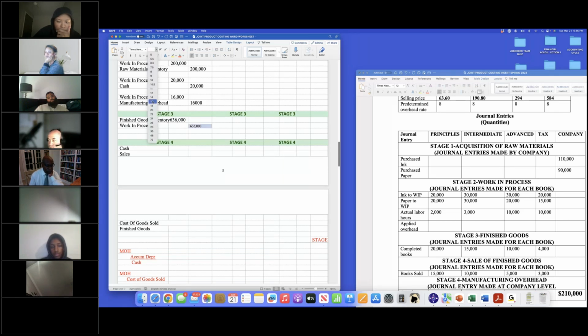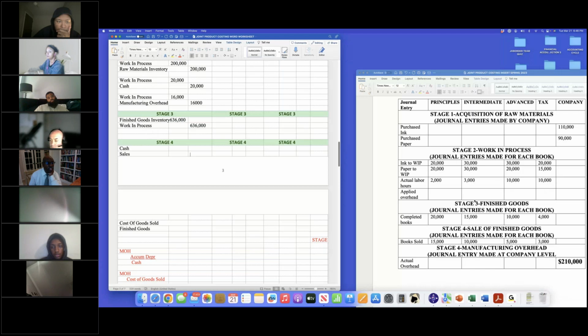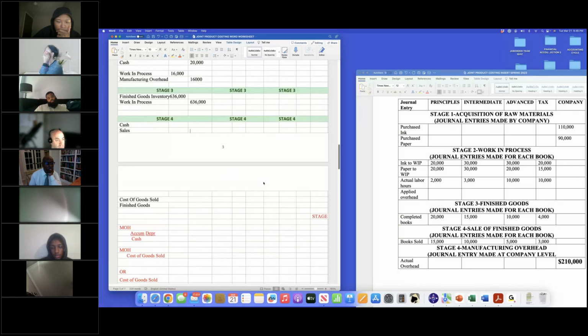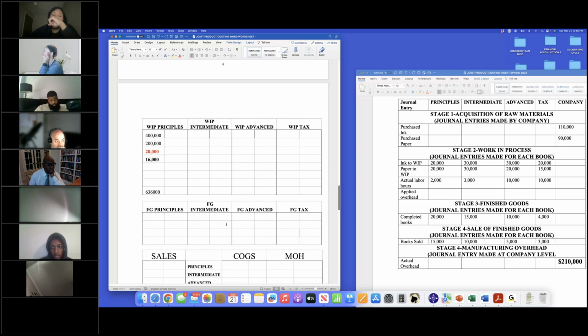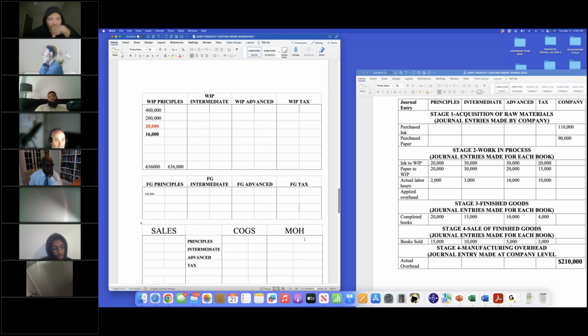So everybody should be doing that. And then let's see if we can post that 636. When we post that, we're going to credit 636 and debit finished goods principal 636. And for that manufacturing overhead that we estimated, we're going to put 16,000 here. I've got the principal's book: the principal's MOH, cost of goods sold, sales, intermediate, and tax. So just telling you to put them in those locations.